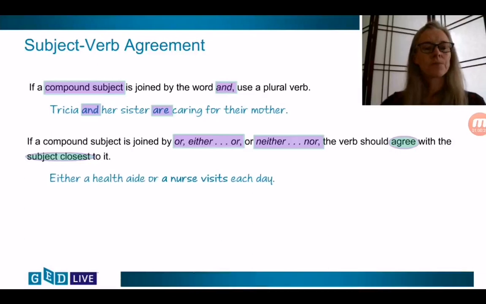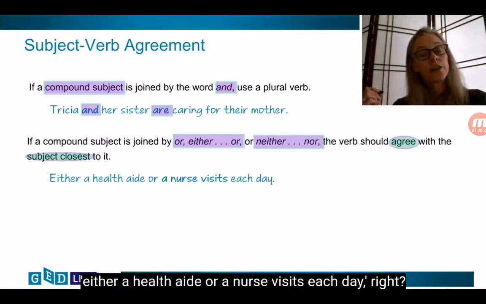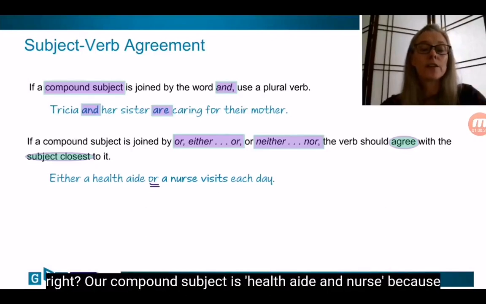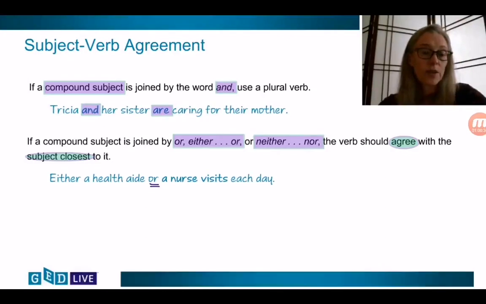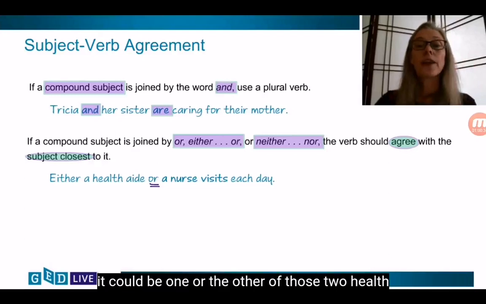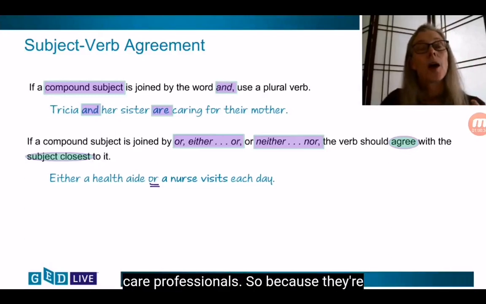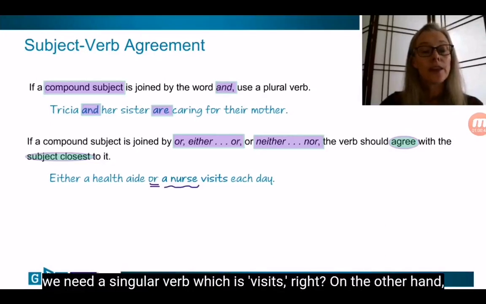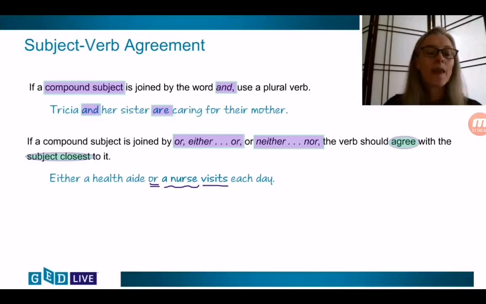So for instance, either a health aide or a nurse visits each day, right? We have an "or" here connecting our compound subject. Our compound subject is health aide and nurse, because it could be one or the other of those two healthcare professionals. So because they're joined by "or," we look at the nurse to tell us that we need a singular verb, which is "visits." Okay.